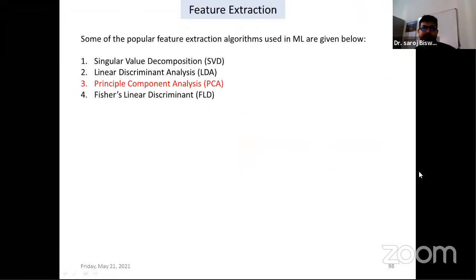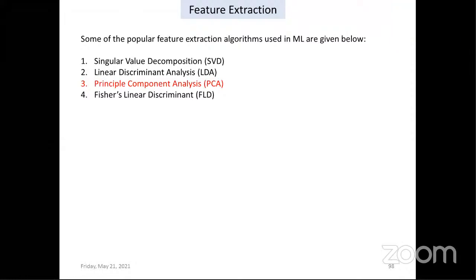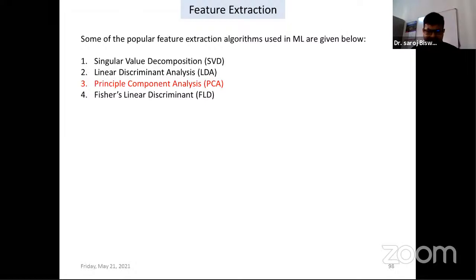Now we're coming here. There are different kinds of feature extraction algorithms. Some of the popular feature extraction algorithms in machine learning, which we generally use, are in this set. These are the conventional and popular ones: singular value decomposition, linear discriminant analysis, then principal component analysis. Now mathematically we're going to discuss with an example PCA, principal component analysis.